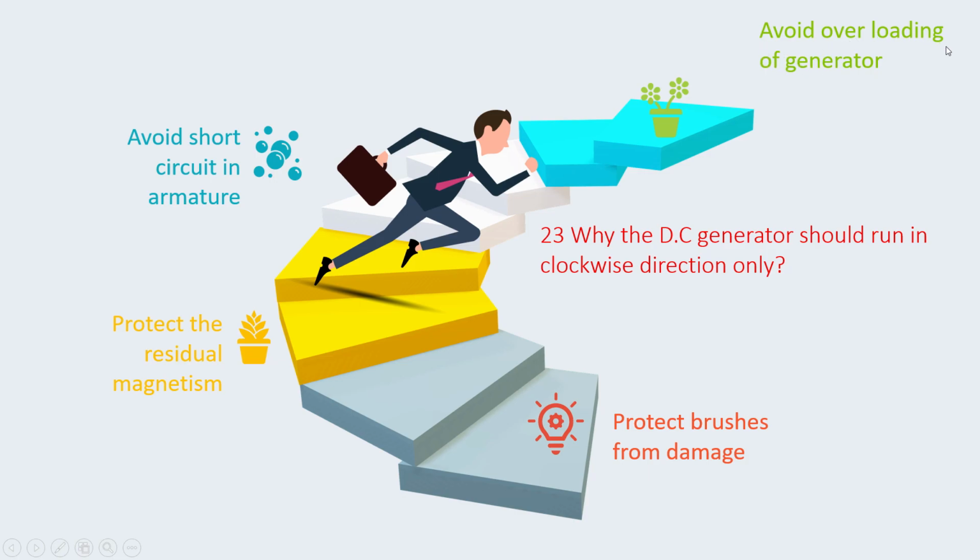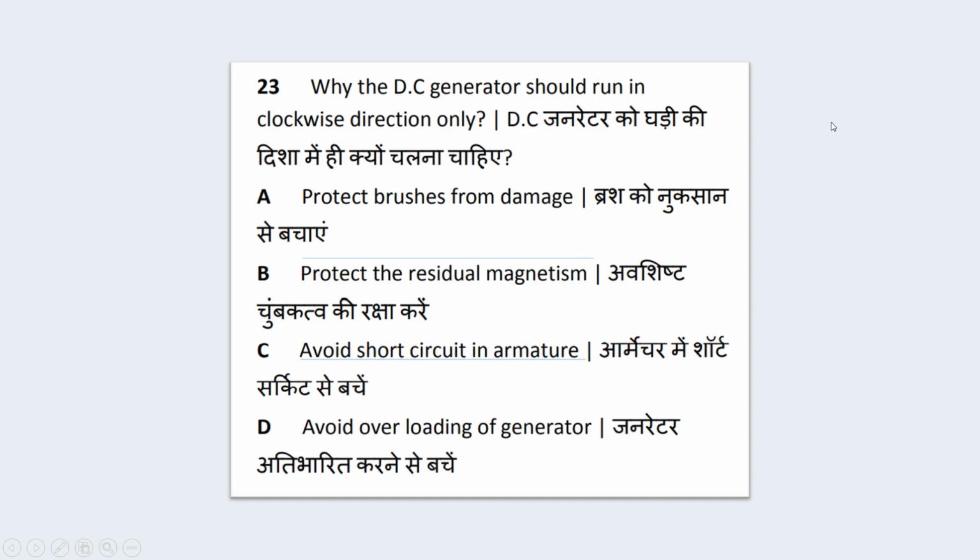So in this question he is asking why the DC generator should run in clockwise direction only, means what will happen if the DC generator is run in anti-clockwise direction. Okay, this is the question. So the answer is protect the residual magnetism. Means if you run the DC generator in anti-clockwise direction, its residual magnetism will be lost. Therefore, the DC generator should be run in clockwise direction.